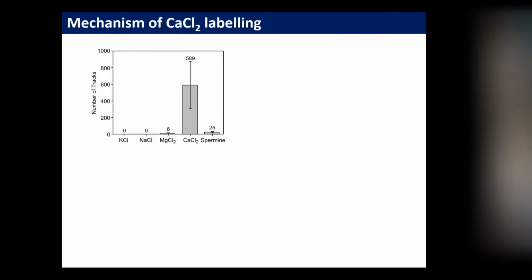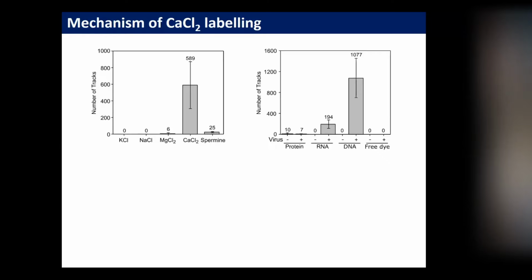So we did some experiments where we replaced the calcium chloride with other cationic solutions, for example, sodium chloride or magnesium chloride. What we showed is that we only got efficient labeling when calcium chloride was present. We also tried to replace the DNAs with either RNA, fluorescently labeled protein, or just free fluorescent dye. Again, we saw that we got some labeling with RNA present, but mostly the labeling worked best with DNA. So it seems to work with nucleic acids in general, although favored towards DNA.